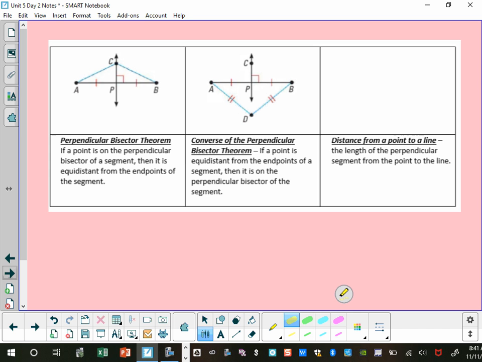Alright, at the end of this unit we're going to talk about proofs. Proofs are a little difficult because you have to look at a picture and then know the reason why this is happening. So here we're just going to talk about your perpendicular bisector. Here's my perpendicular bisector, that line CP. How do I know this is a perpendicular bisector? What in that picture? The square thing? Yeah, the little square. That tells me that CP and AB are intersecting at a right angle.